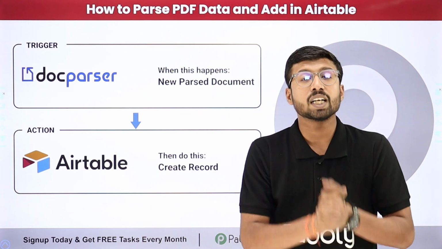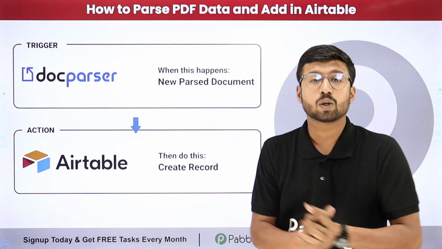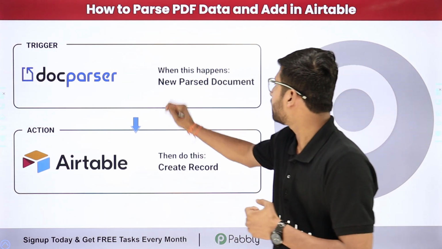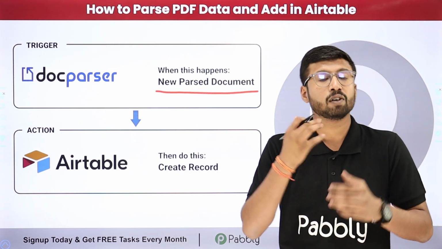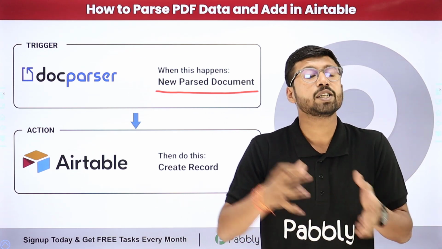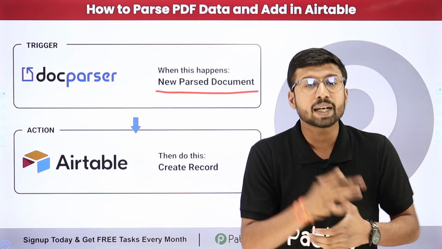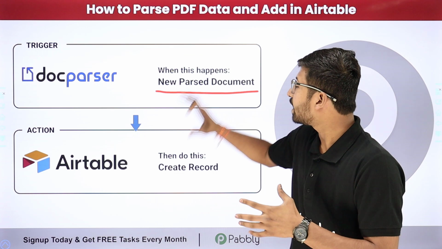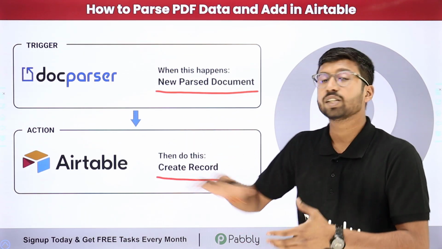To extract the data from a PDF file, we are going to use Doc Parser. And whenever we upload a document and parse it using Doc Parser, we are going to automatically extract all the details and add them in our Airtable database as a new record.